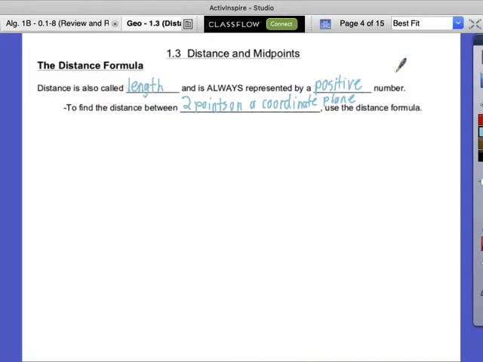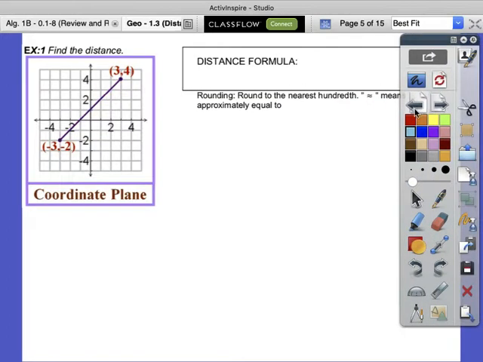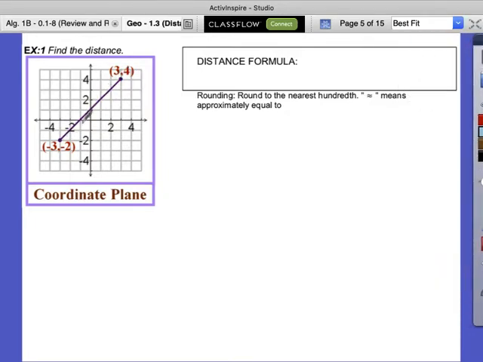Okay. So if it's between 2 points on a coordinate plane, we use the distance formula. What this means is if it's not perfectly left and right or perfectly up and down. Okay? Now the distance formula is, so for example, we would need to do it between this point and this point. We can't just count this. We can't just say 1, 2, 3, 4, 5, 6. It won't work that way. Okay?